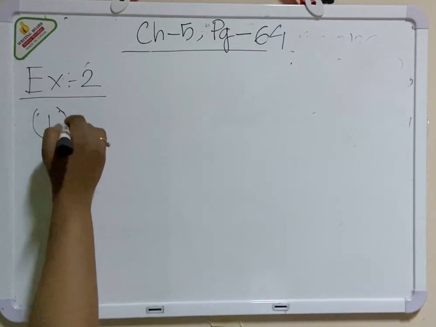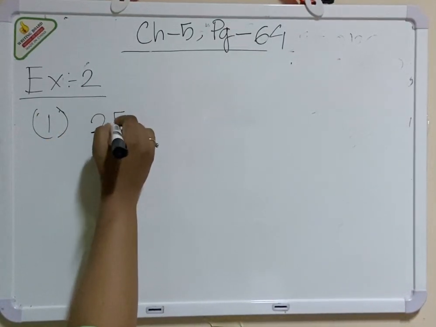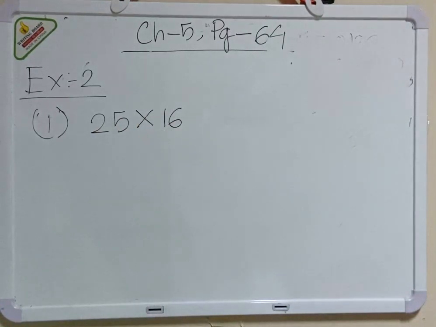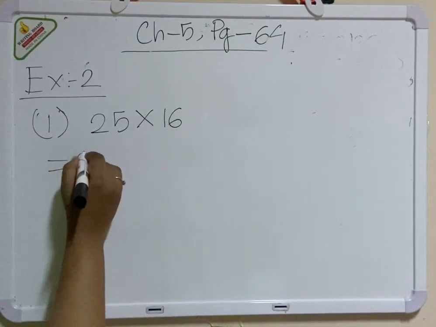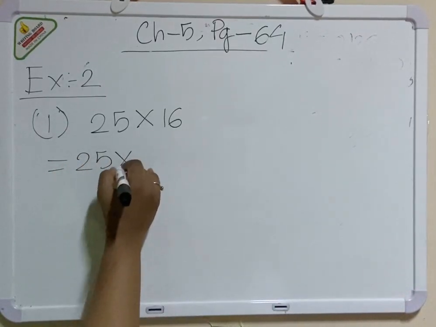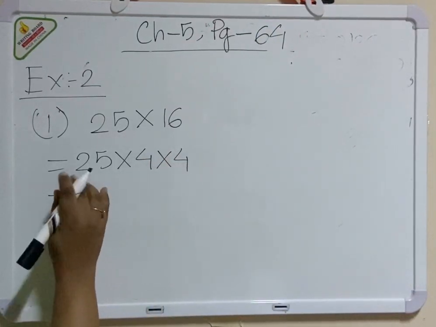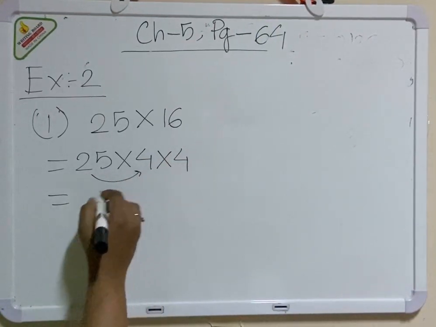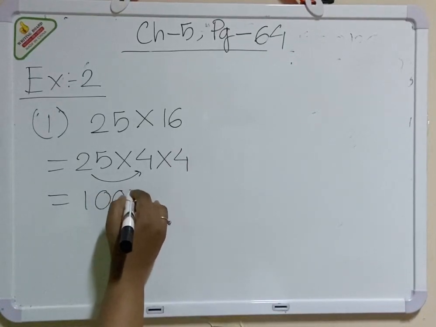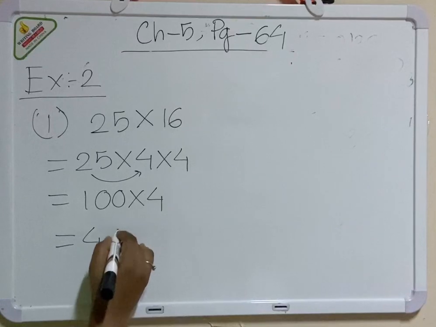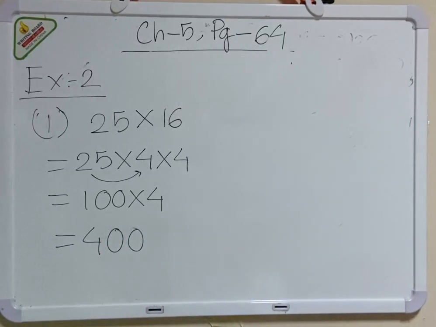Number 1, 25 multiplied by 16. I keep the 25 like that. 16 I can write as 4 into 4. 25 4s are 100. 100 into 4 is 400.